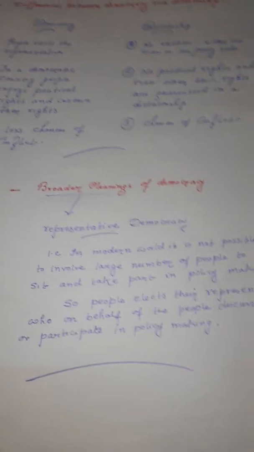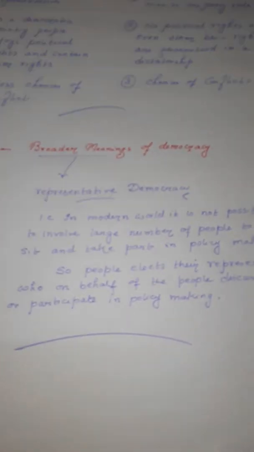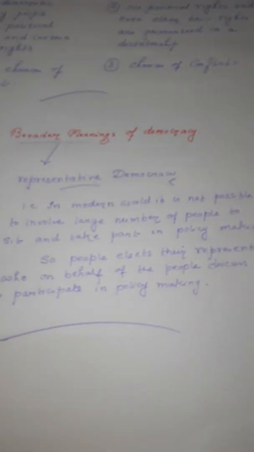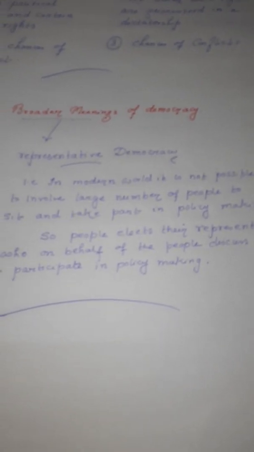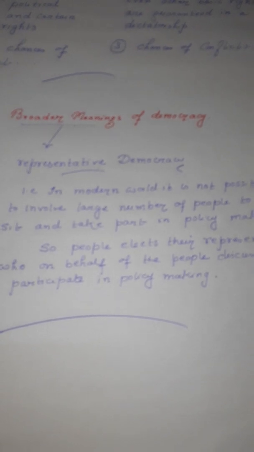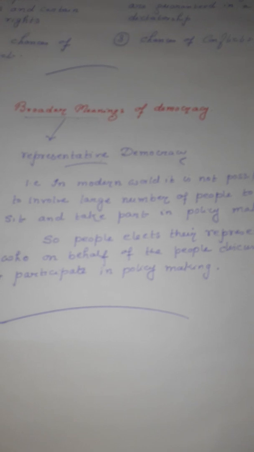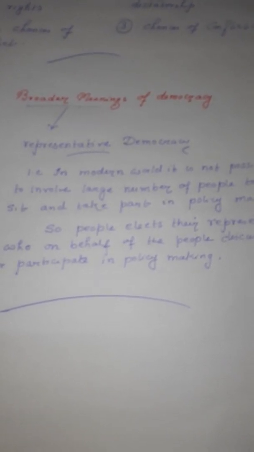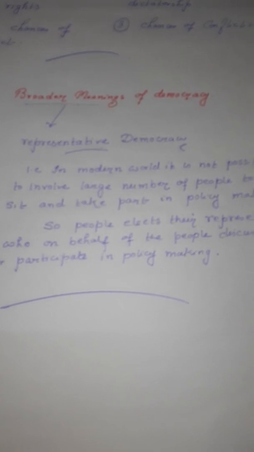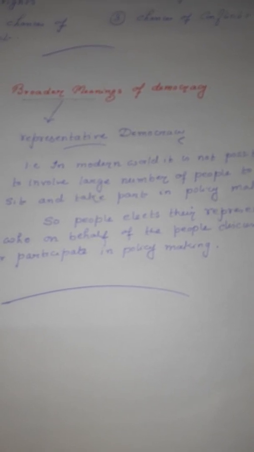Now the last topic, the broader meaning of democracy, which means representative democracy. What is representative democracy? In the modern world it is not possible to involve a large number of people to sit and take part in policy making. So we hold elections, and the candidate who gets elected is our representative, and that representative makes laws on behalf of us. That is representative democracy, the broader meaning of democracy. Clear? Okay, thank you.